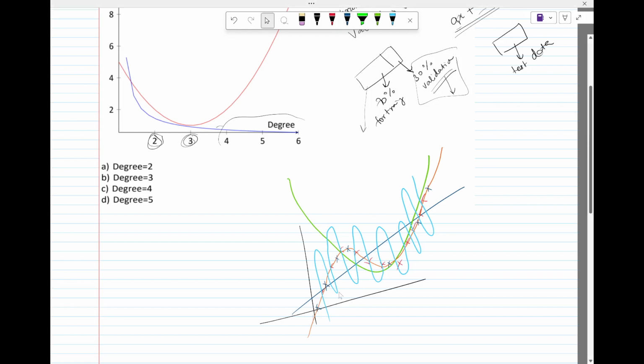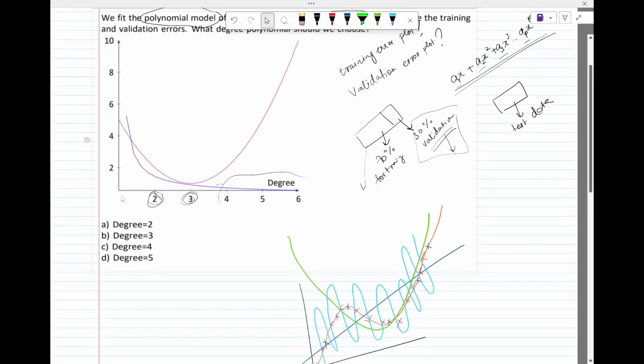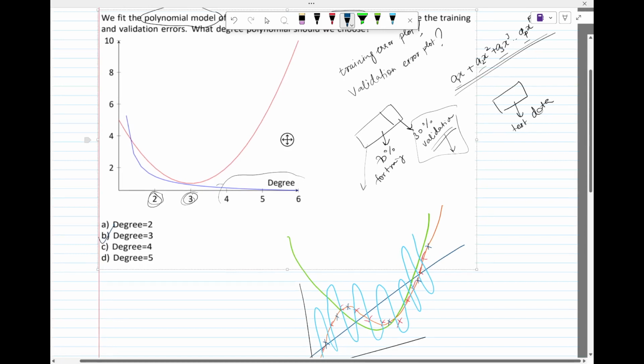So the degree 3 polynomial is fitting quite well, but the higher degree polynomials are not fitting well on your validation data. So that is exactly what we observed in the plot. The 3-degree polynomial is matching with the validation error, while when I am increasing the degree, the training error is less, but the validation error increases. The correct answer is B.